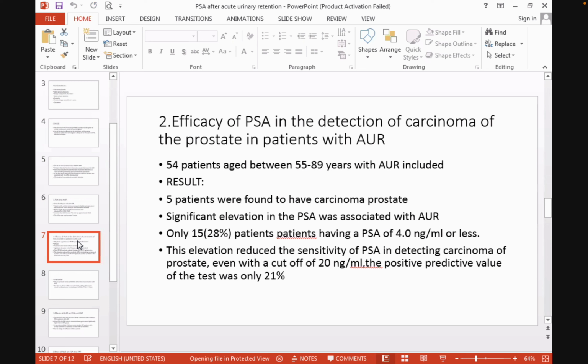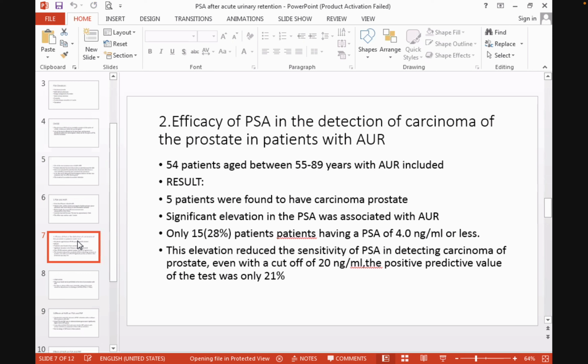But normally we don't see very high elevation of PSA after AUR. Yes, madam. Is there an increase in PSA after AUR? Ma'am, in the studies, they said it is 2 to 4 times elevated at the time of acute urinary retention, which reduced by up to 50% after 2 weeks or 3 weeks, madam. If normal PSA is 4, it is increased to 8 or 12. Yes, madam. They have given 20 as a cutoff value, which does not have a good positive predictive value. Ma'am, in their study, even with a cutoff of 20, it is only 21%, madam.